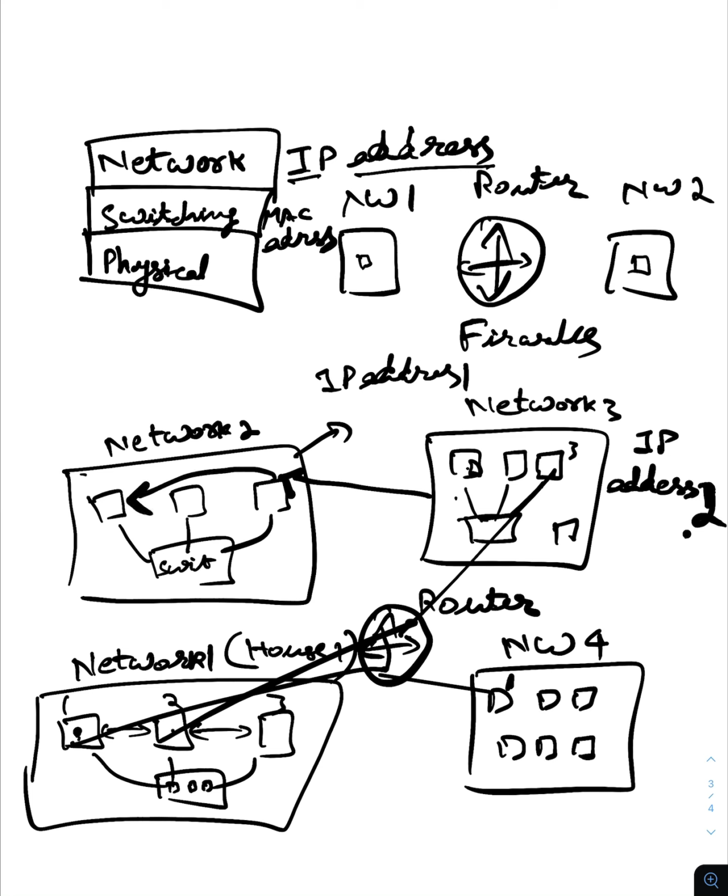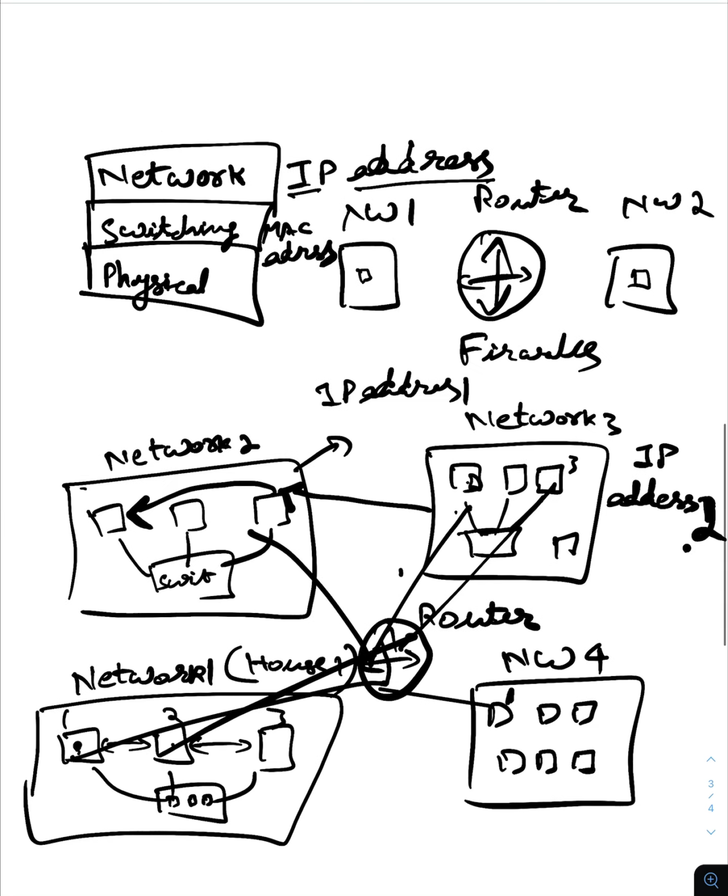So when you're sending a data packet from one network to the other network, the main important thing is that it looks for the IP address. Using the IP address, it goes to the respective router. Through the router it goes to its destination network, and once it reaches the destination network, using the unique MAC address, the data packet reaches the destination computer. So that's how your network layer works.